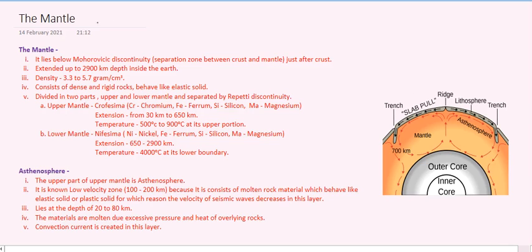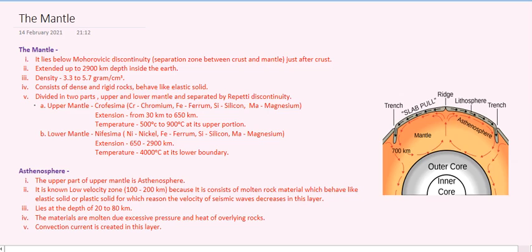The mantle lies below the Mohorovicic discontinuity, which is the separation zone between crust and mantle. Just after the crust, it extends up to 2900 km depth inside the earth, and the density varies from 3.3 to 5.7 gram per cubic centimeter. It consists of dense and rigid rocks that behave like elastic solids. It is divided into two parts, upper and lower mantle, separated by the Repetti discontinuity.